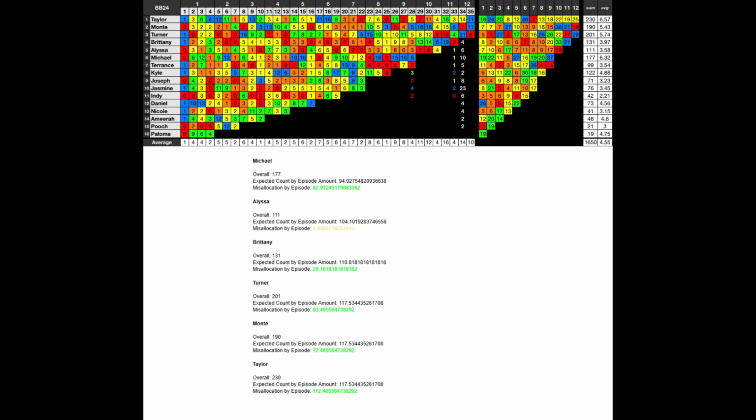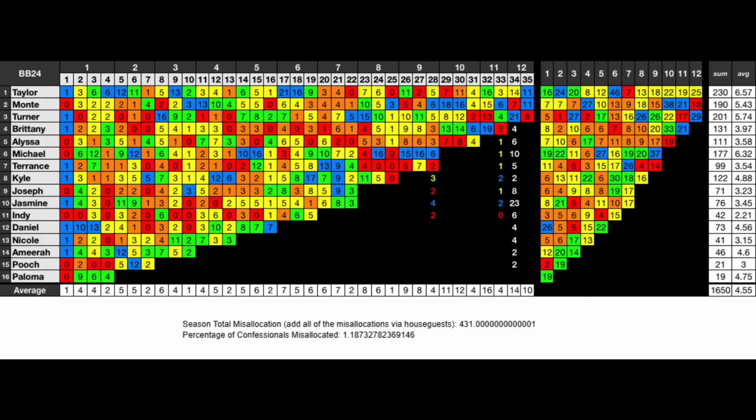Taylor has 230 diary rooms, and her expected count by episode amount is 117.53. Her misallocation by episode amount is 112.46. This really isn't shocking due to the amount that the season centered around her and due to them trying to push some badass personality on her as well. But seeing the raw numbers is just a sight to behold.